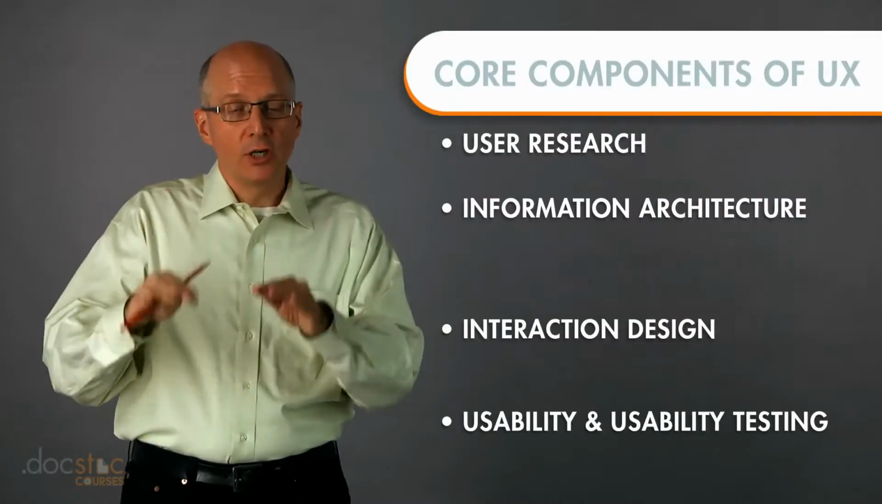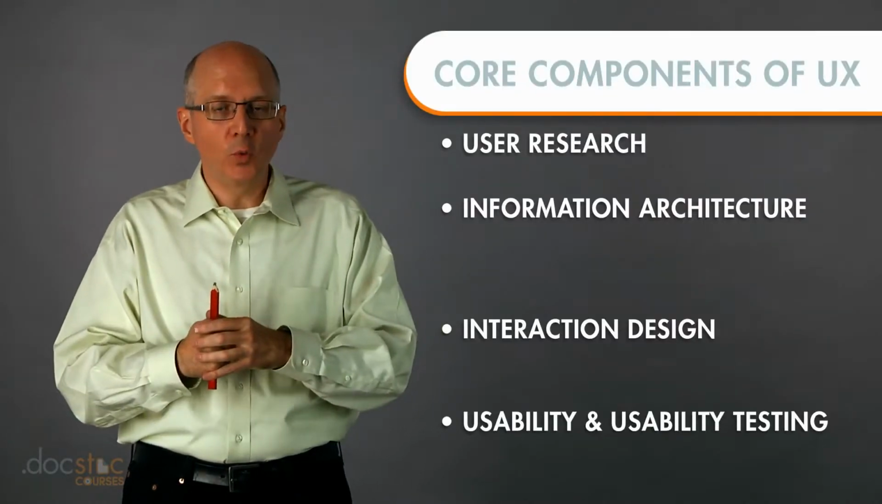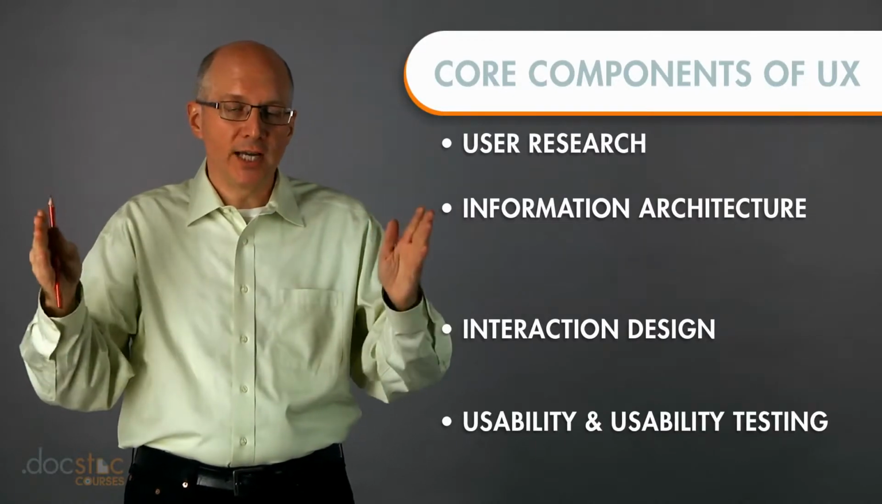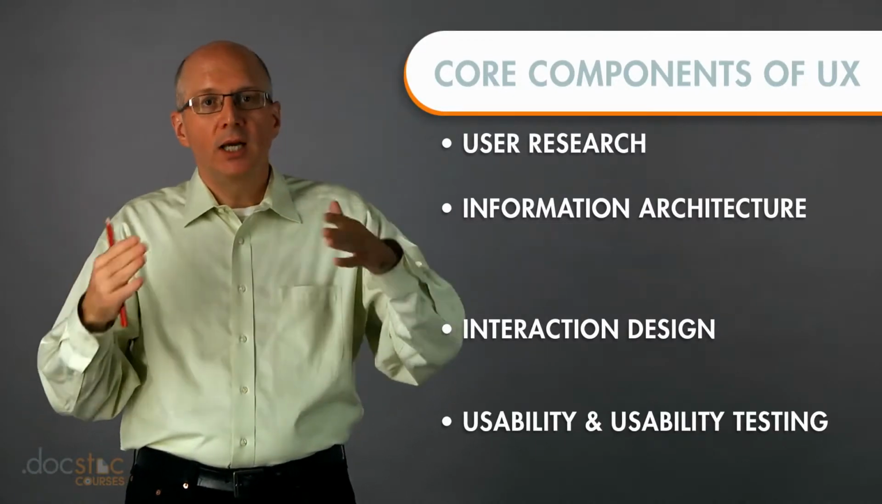User research is a lot of getting out of the building and interviewing people and developing profiles called personas that are sort of knowledge objects that you can keep and use to help focus your team on who you're designing for. Information architecture has to do with the structure of the content on your site or in your application.